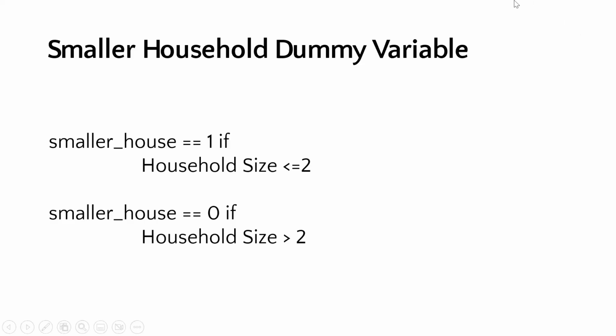This dataset has a variable showing the household size. The plan is that if the household size is less than or equal to 2, that is, if the household had 1 or 2 people, then this smaller house dummy variable is going to take a value of 1. On the contrary, if the household size is greater than 2, that is, if the household had more than 2 people, in that case, this smaller household dummy variable is going to take a value of 0.